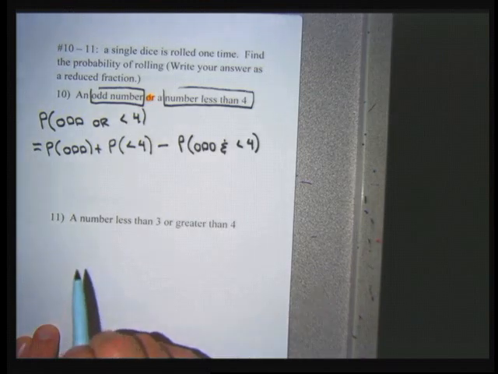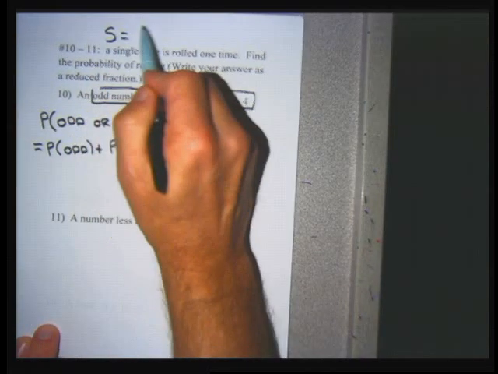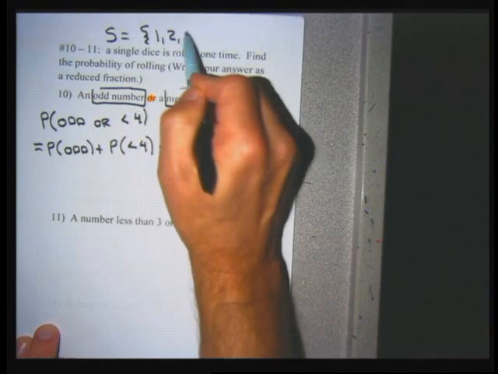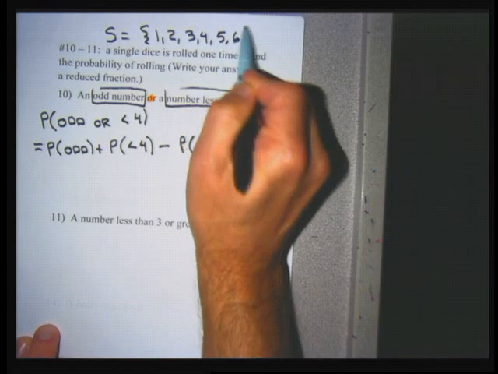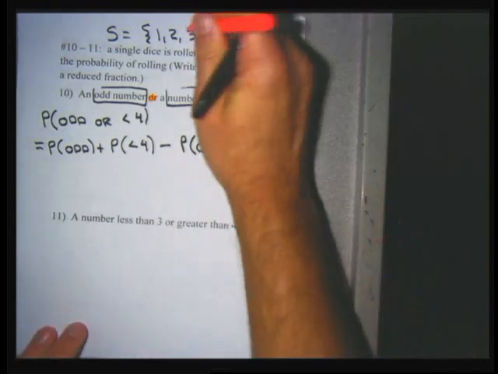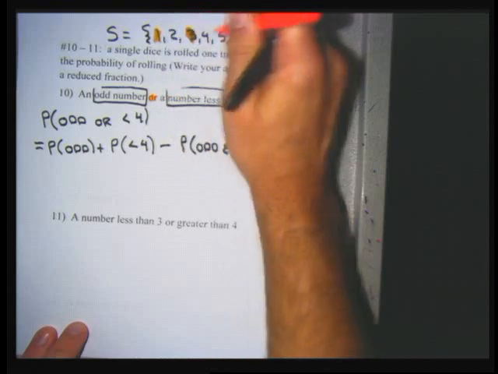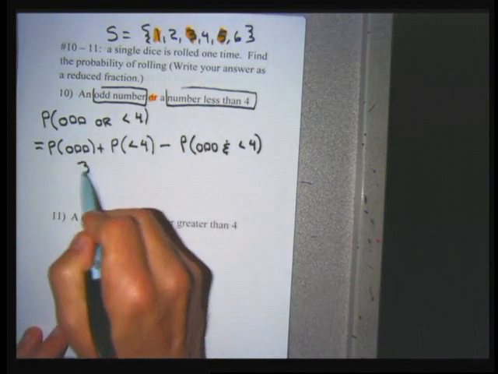So now I'm going to mark up my sample space. I'm going to create a sample space. And when you roll a single 6-sided die, the sample space is just any one of the 6 numbers. And now I'm going to mark the odd numbers. So the first fraction is going to have a denominator of 6 because there's 6 elements in the sample space. The numerator is going to be 3 because there's 3 odd numbers.